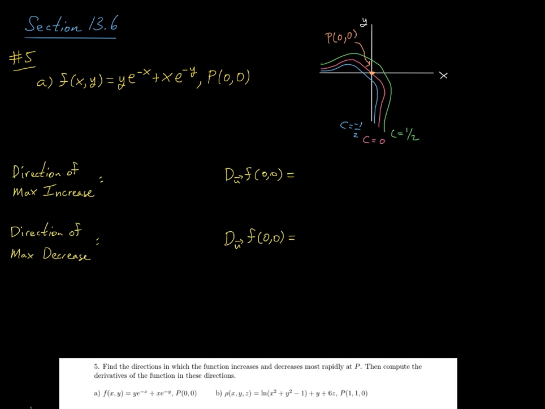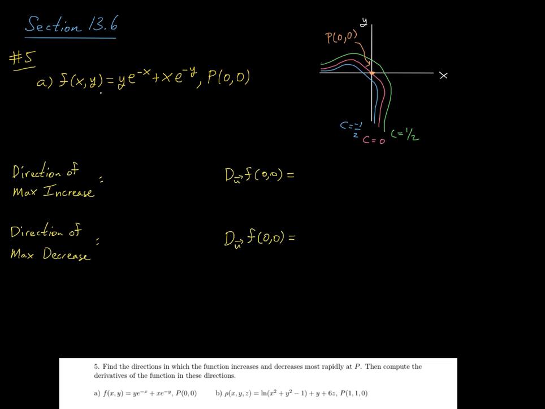All right, here in problem number 5 in 13.6, we're going to apply some of those ideas from the last video on the geometric properties of the gradient. We're asked to find the directions in which the function increases and decreases most rapidly at P, then compute the derivatives of the function in these directions.